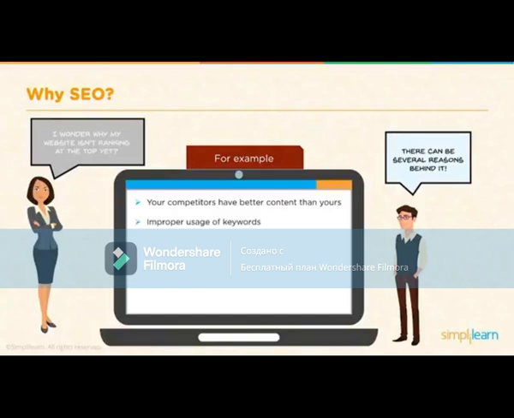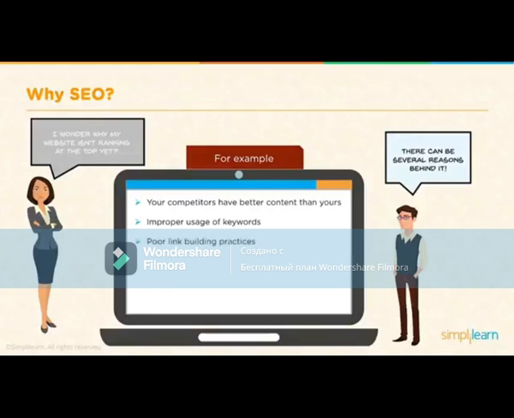The other reason is improper usage of keywords. And we're going to talk a little bit, or it's actually a lot more about, keyword usage in your content. So what kind of keywords do you want to rank for? That's really what we're talking about when we talk about usage of keywords. What keywords do you want to rank for, and how do we work those keywords into the content?